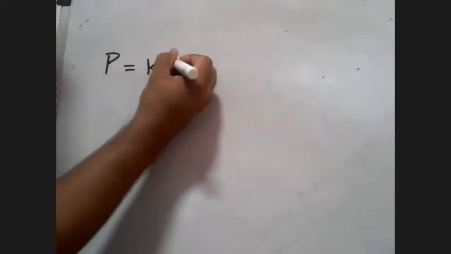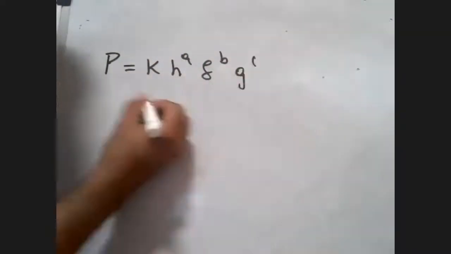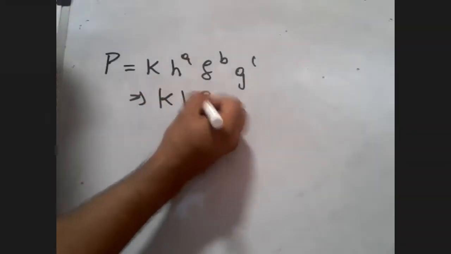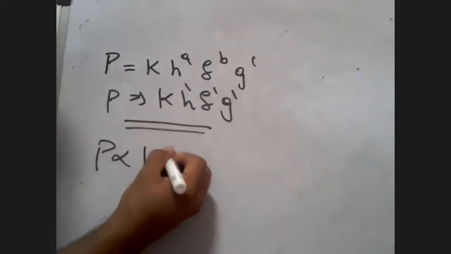then I can say that the relationship of pressure with respect to height, let's say P, is equal to some K times h raised to a, density raised to b, gravity raised to c, which is all equal to k times h, density and g, all raised to 1. This is going to be my relationship. Hence, the equation is proved that P is proportional to h, density, and g.